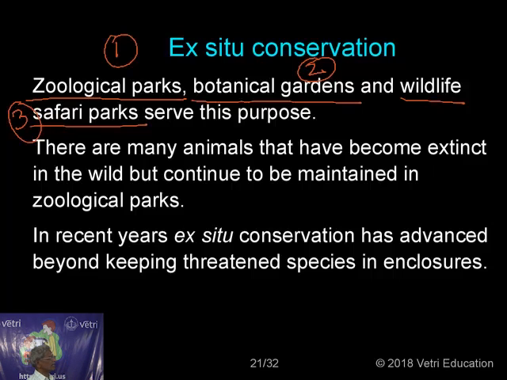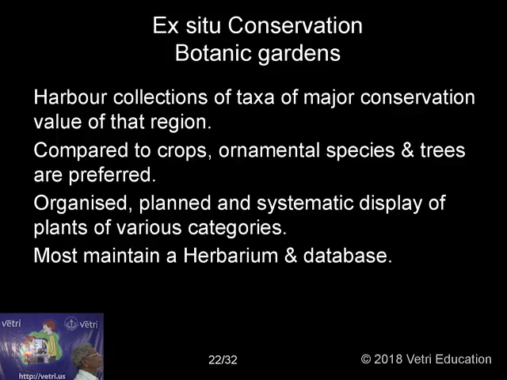Okay. So these are some of the ex situ conservation methods. There are many animals that have become extinct in the wild but continue to be maintained in zoological parks. In recent years, ex situ conservation has advanced beyond keeping threatened species in enclosures. Ex situ conservation of plants: botanical gardens harbor collections of taxa of major conservation value for such a region.